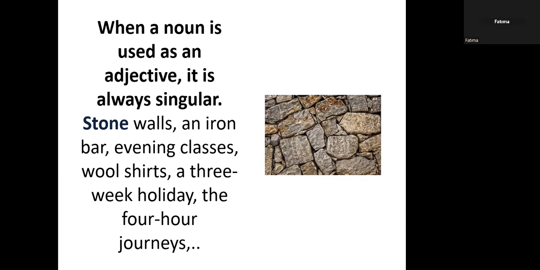An iron bar, okay? Iron is a noun, bar is a noun, an iron bar here, iron is used as an adjective, as you know. Evening classes, yes. Morning classes. Online classes, wool shirts, a 3-week holiday, the 4-hour journeys, yes, the 4-hour journeys.